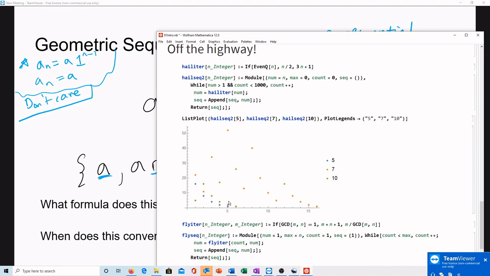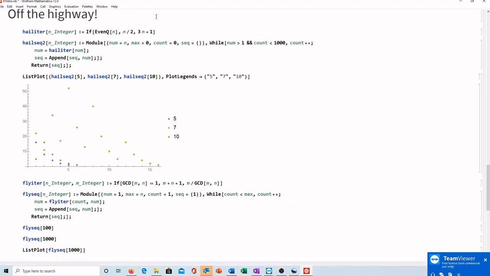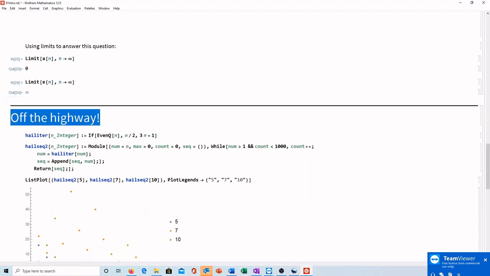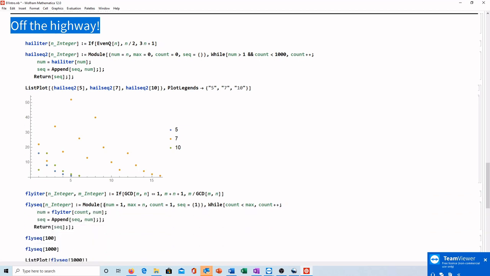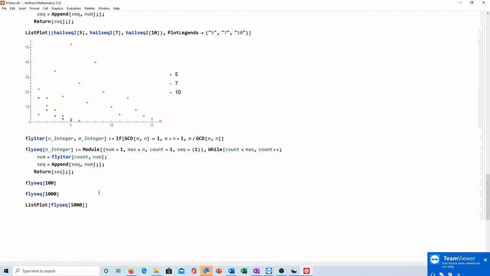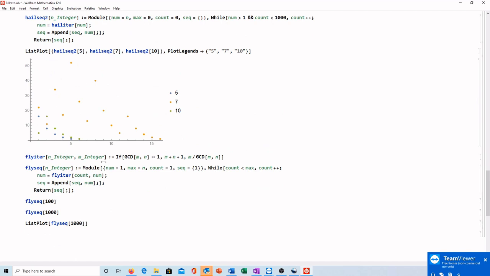So something else you can play with if you're really interested, but totally not important, off the highway, not important, there are really interesting sequences defined recursively that do really, really cool things. And so I'm happy to talk with any of you about any of these. You could just run this code that I have here, and you can check out some of these sequences that I've defined, but again, not important to get through the class, so don't worry about it.